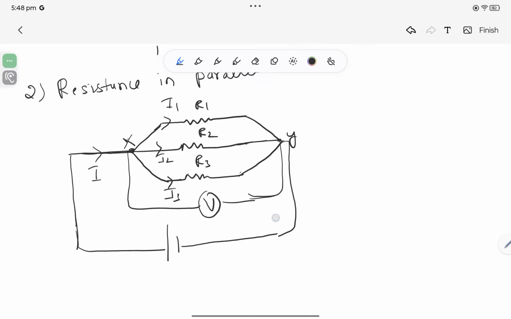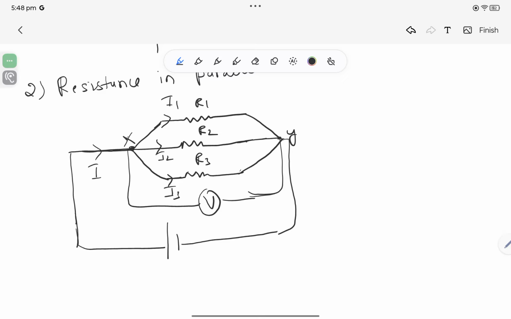Here voltage remains constant. So what is the condition? Here voltage remains constant.